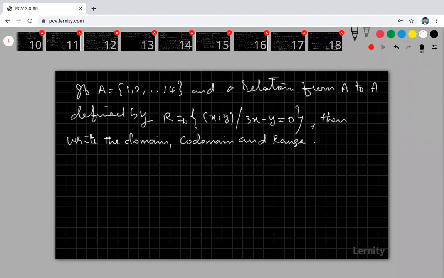Okay. Right. So look at that. My A is equal to 1, 2, 3, 4 up to 14. What about your R? My R is a relation set, the set of all ordered pairs. How to find the set of all ordered pairs? My relation set is given in set builder form. You write it in roster form. Roster form means write all the elements. 3x minus y is equal to 0 means 3x is equal to y. So your x and y both belong to this A only.